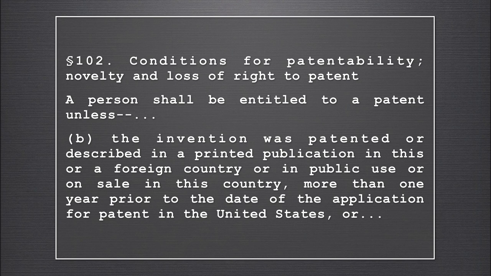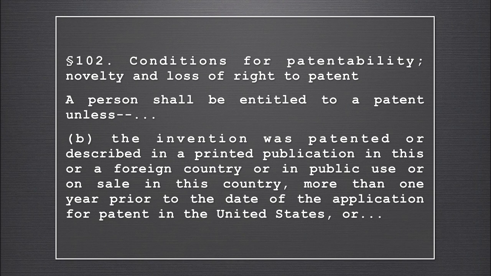So the key here is that 102(b) has a different critical date, right? 102(a), which is the basic novelty requirement, says the date of invention is your critical date. In 102(b), it's 1 year prior to the date of the application. And that's important, because the other thing that 102(b) does not include is a restriction on known or used by others. 102(b) says it's patented or in a printed publication, public use or on sale, and does not include the restriction by others.